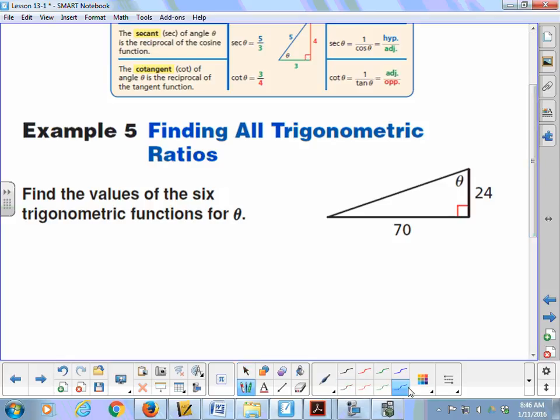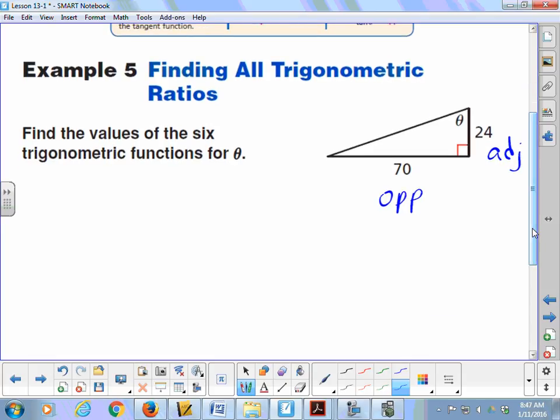So they give us 24 and 70. What do those two sides refer to? Okay, which one's which? 24 is adjacent. Okay. All right, 24 helps make the angle, so that's adjacent, and 70 is across from the angle, so that's the opposite. So I'm missing something, right? Okay, the hypotenuse.